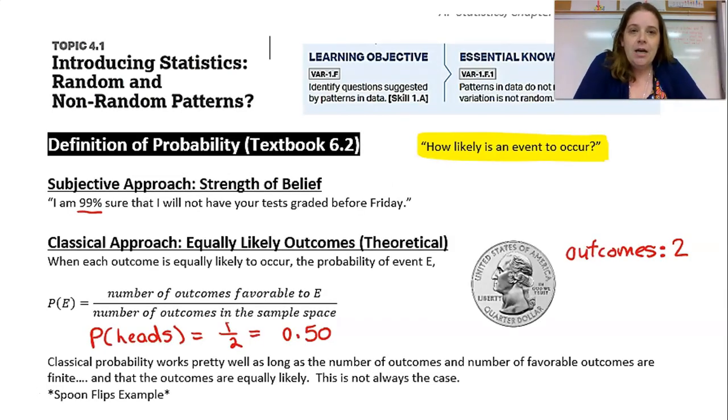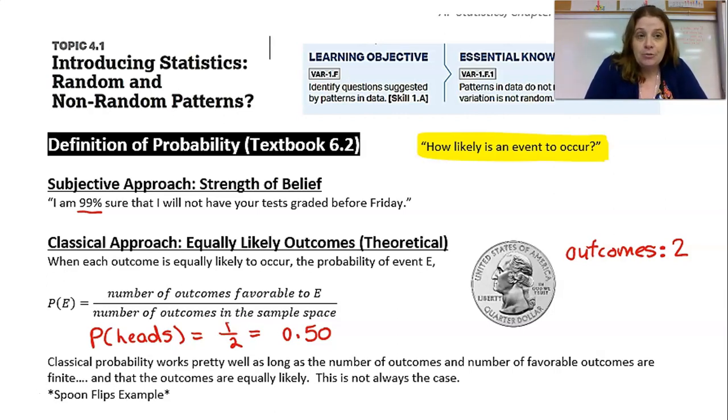All right, so here we go. We're going to talk about probability. And probability is how likely is an event to occur. So what we're looking for is something that gives us that likelihood. So you've got subjective probability. That's when you kind of make it up, like I'm 99% sure I'm not going to have your test graded before Friday. Okay, so you would hear that 99% and say, well, not very likely, huh?